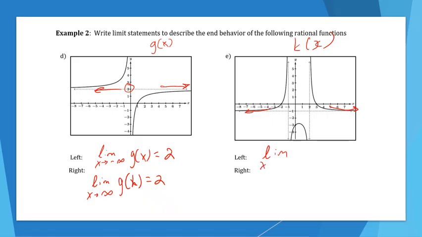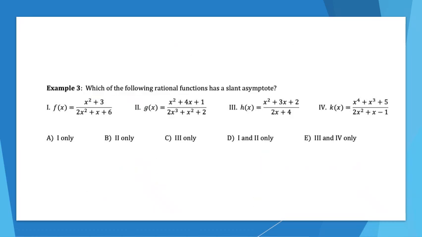The limit as x approaches negative infinity of k of x equals negative 1. And then the limit as x approaches infinity of k of x should equal negative 1 as well. That would be our correct limit statements for D and E. All right, example number 3.